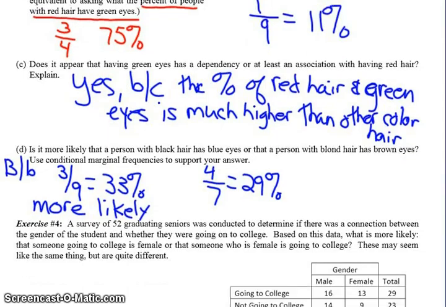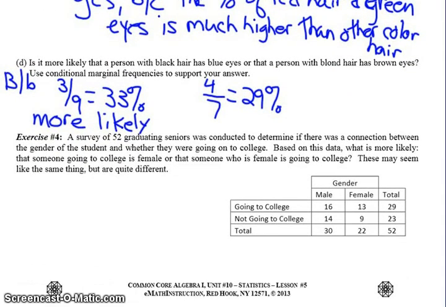All right, exercise number 4. A survey of 52 graduating seniors was conducted to determine if there was a connection between the gender of the student and whether they were going to go to college. Based on this data, what is more likely? Someone going to college is female, or that someone who is female is going to college? They might seem the same, but they're not. So let's do the first one.